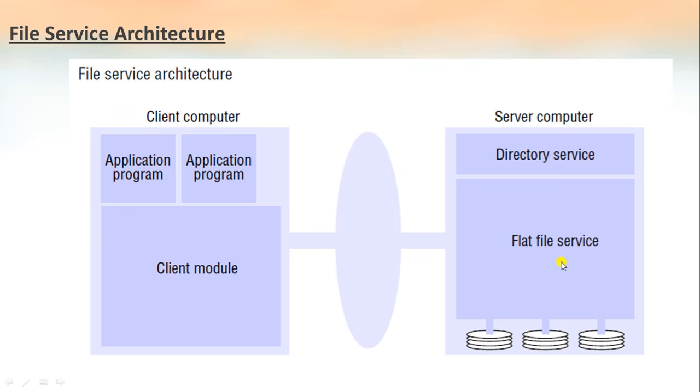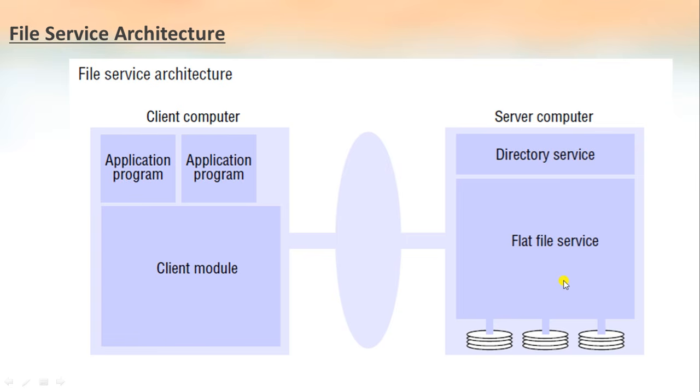And if the client module wants to do a read, write or any update operation on the file, for example a read operation, it will send the file name to the server computer. So the flat file service will get the UFID of that particular file on which the client has to perform the read operation from the directory service, and with that UFID it will identify where the file is stored, retrieve the file and open it for the reading operation. Similarly, write and update will also take place.